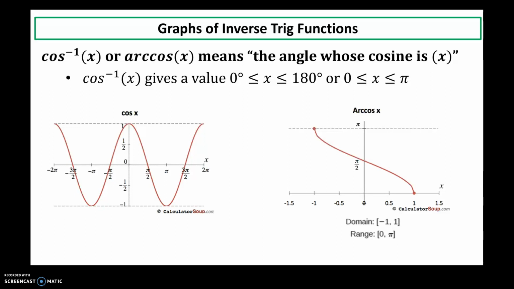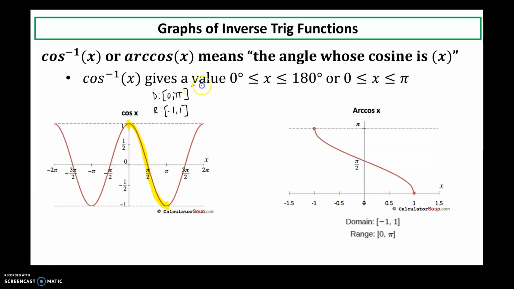Okay, cosine function, sort of the same deal. It fails the horizontal line test, so we have to look at the cosine function on a very specific domain. For the arc cosine, we restrict it from 0 to pi. So we look on the domain from 0 to pi. The range is still from -1 to +1.